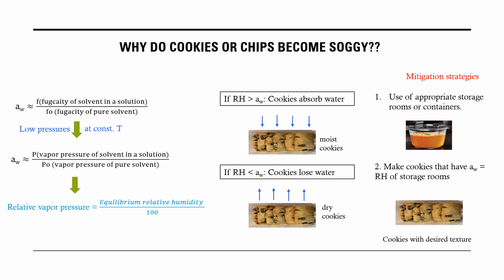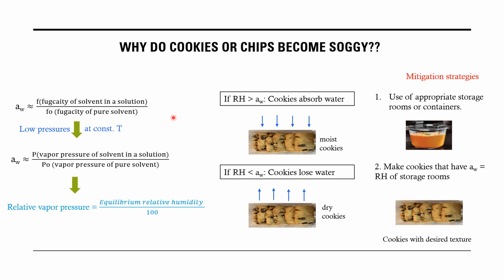I'm sure all of us would have experienced this at some point in time. When you keep open cookies or chips for a long time, they tend to become soft and lose their texture. Or for that matter, the crust of the bread becomes harder. What is responsible for this?